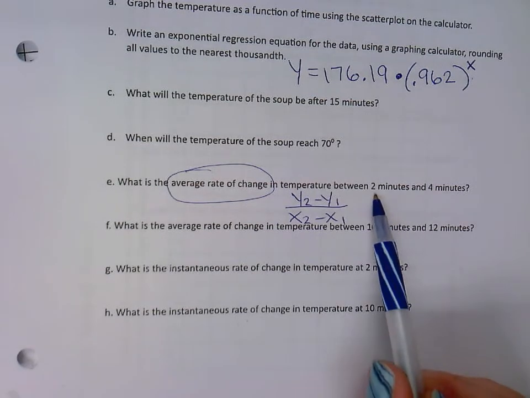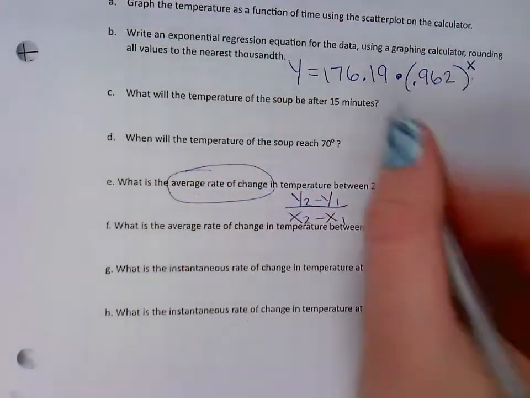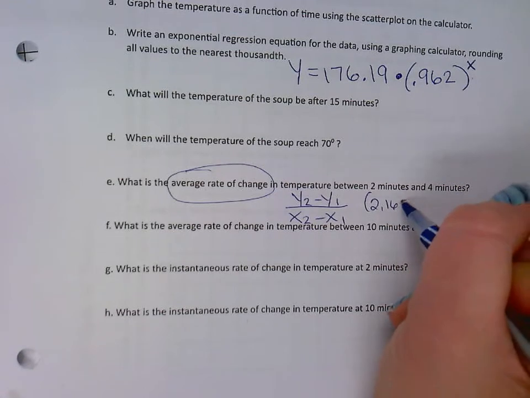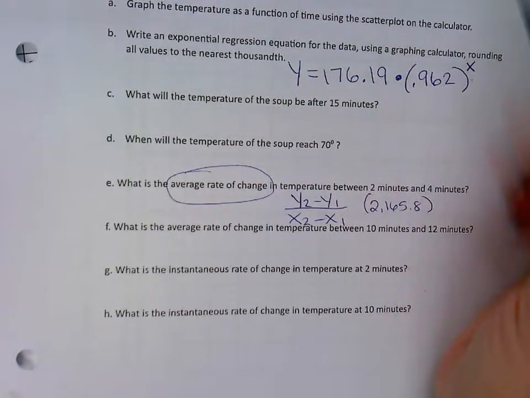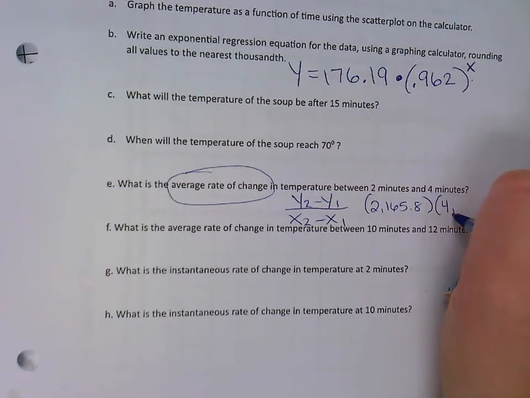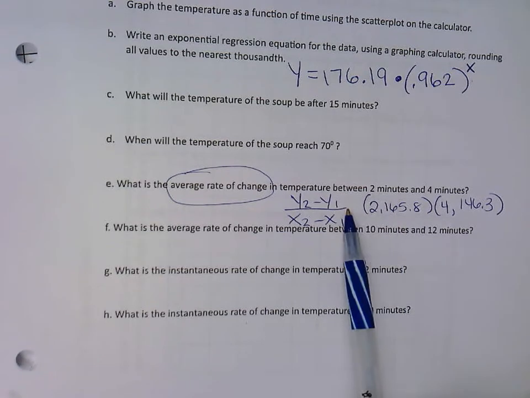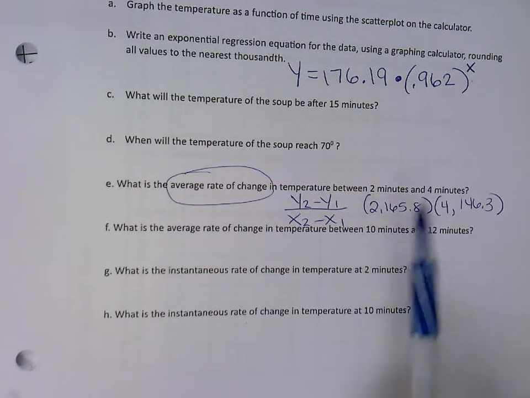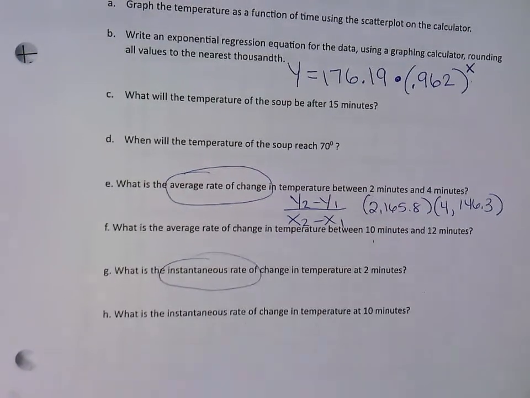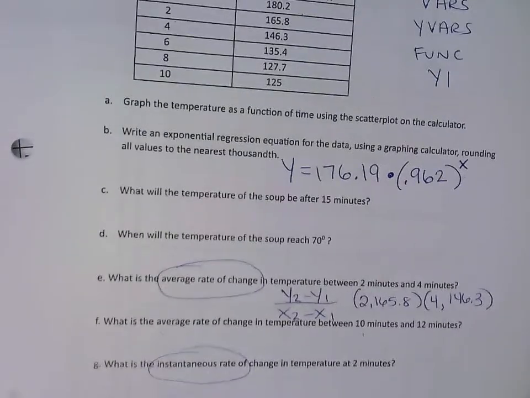At 2 minutes, they told me it was 165.8 in my table at the top. And at 4 minutes, it was 146.3. So you could do y2 minus y1 over x2 minus x1. And if you need help remembering instantaneous rate of change, call me over when you get to that question. All right?